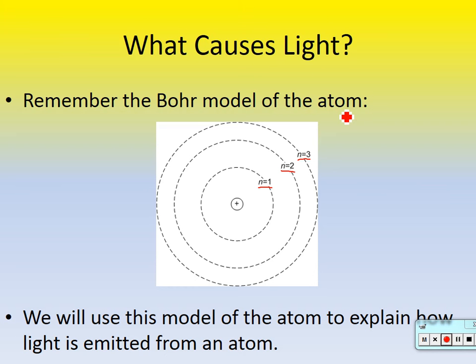Okay, we're going to use this model of the atom to explain how light is emitted from the atom. We're going to actually learn how light comes from the electrons. What causes that? And that's the interesting part in terms of chemistry.